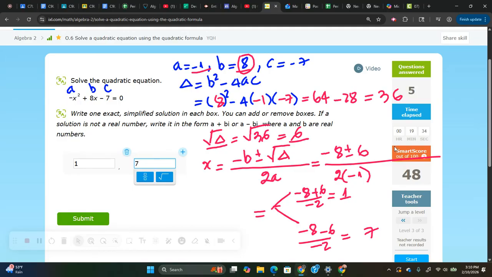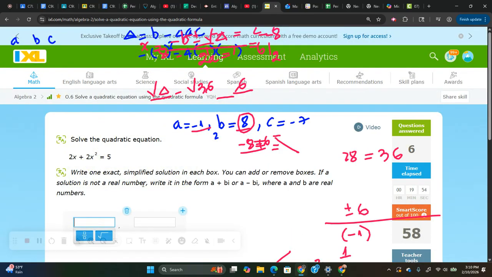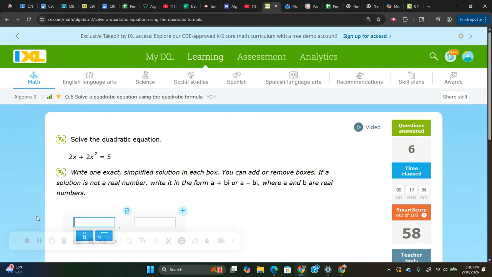Maybe I should double check one more time. Subtract 8 right here, plus minus 6 over 2a. With the plus sign, I come out negative 2 over negative 2, that's 1. With the subtract sign, negative 14 over negative 2, that's 7. All right, I'm going to be correct. Voila. All right, thank you for your time.